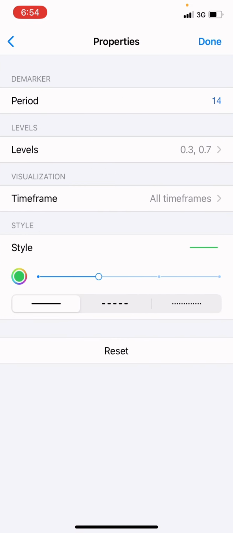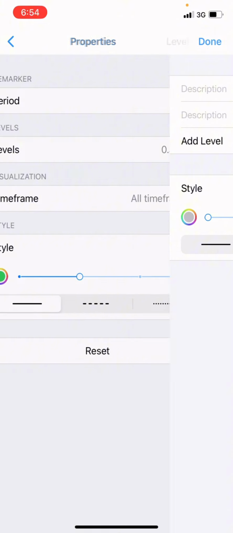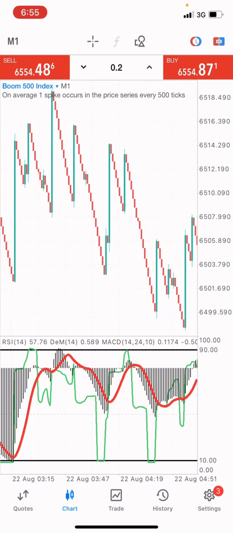All right, for the Jamaica line, you put the period on 14, the levels 0.3 and 0.7. Okay, for the levels, right? The style, you put it on the pixel is going to be the color of your screen with 1 pixel. Then the style right here, you put the color on green on the level on 2 pixels. This 2 pixel right here. Okay, you put this one on this point. Then this line, you put it at this first one right there. Then you click on done.